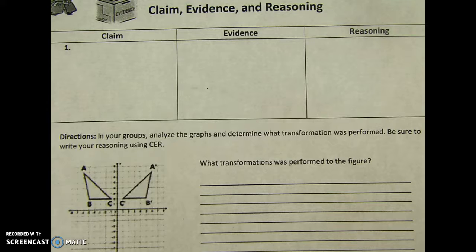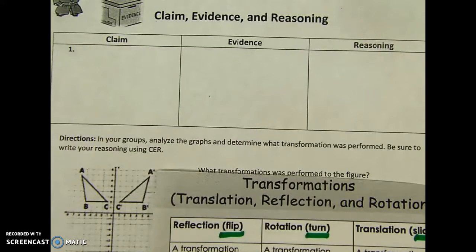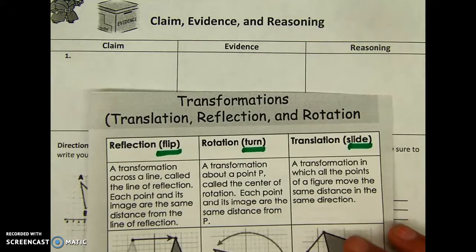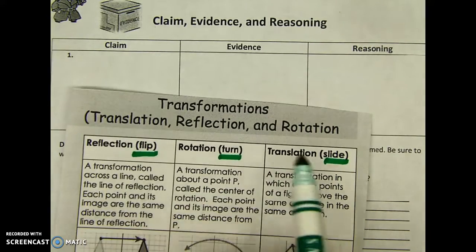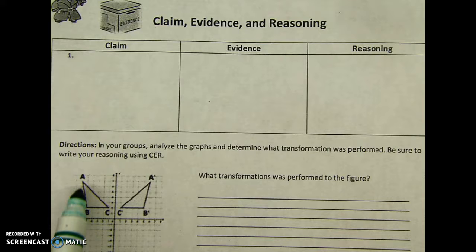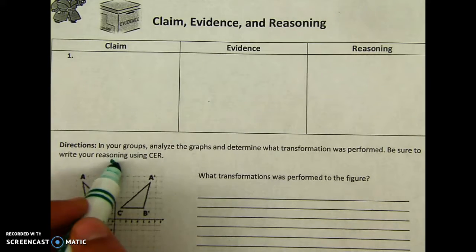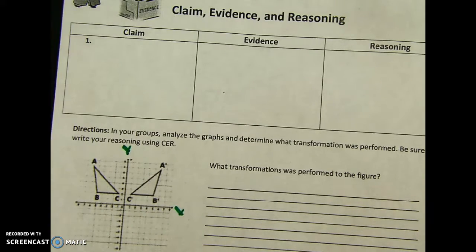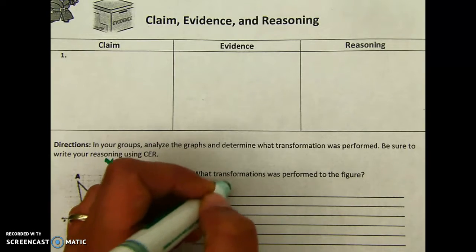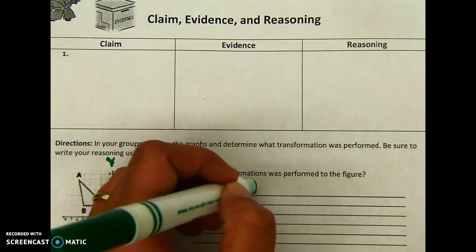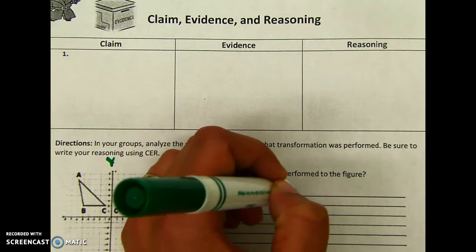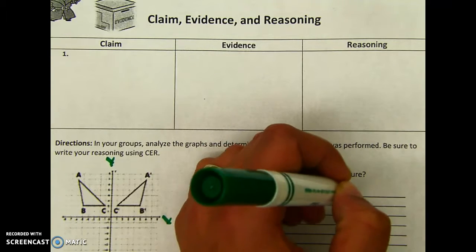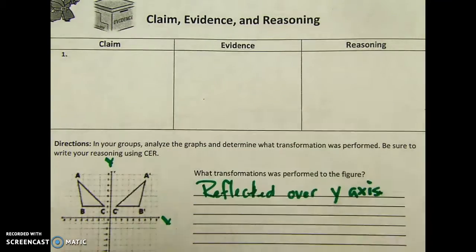So example, I look right here. I'm going to ask myself, did it flip? Did it turn? Did it slide? And I'm going to change my words with it. Here I can see that it flipped. So that means that it reflected. Then I'm going to say it reflected over the y-axis because this is y and this is x. So I'm going to say that it reflected over the y-axis.